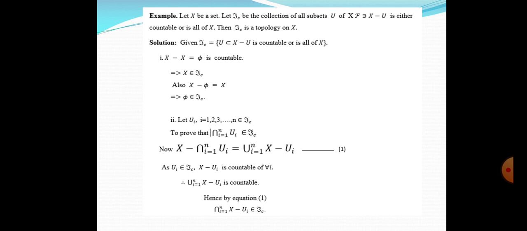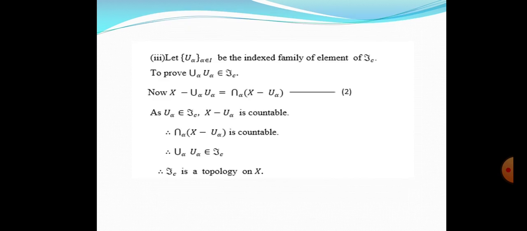As u_i belongs to tau c, then x minus u_i is countable for all i. Therefore, the union of x minus u_i is countable. Hence, by equation number 1, the intersection of u_i belongs to tau c. So the second property is satisfied because the union of the elements of any subcollection of tau is in tau. Next, we have to verify the third property.